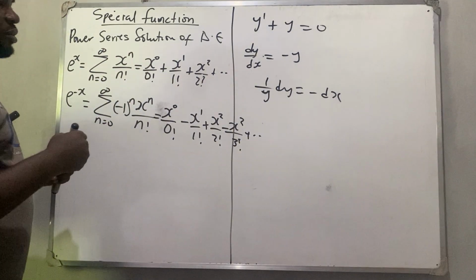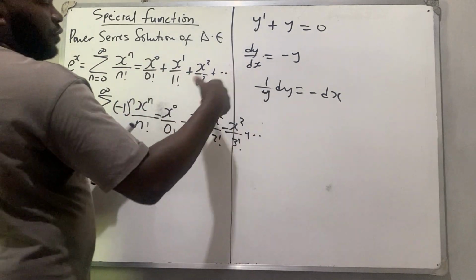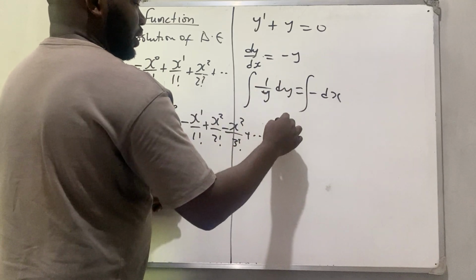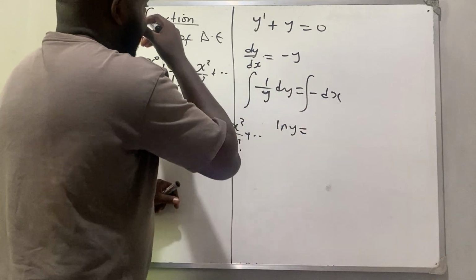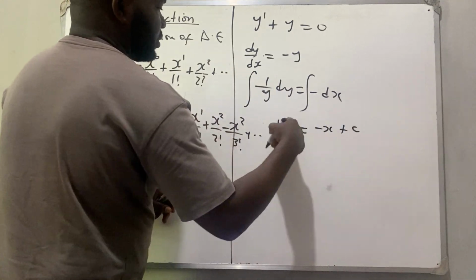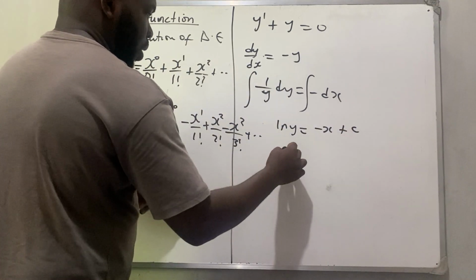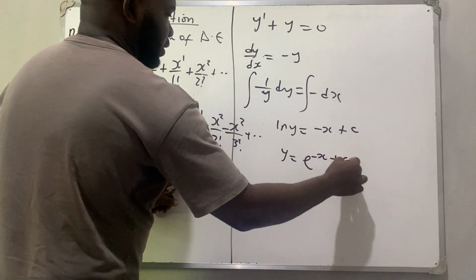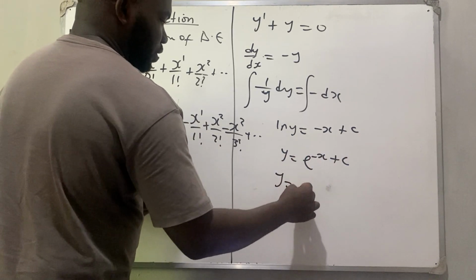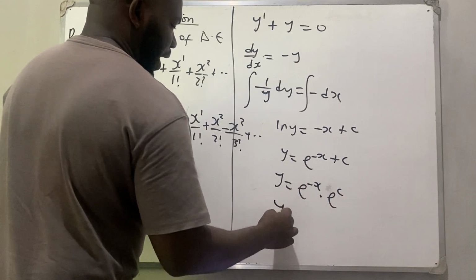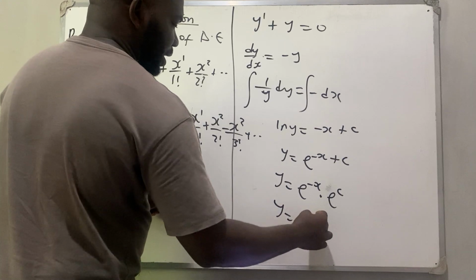Okay, if I separate them and integrate both sides, I'm going to have that this is ln y is equal to negative x plus a constant. So y will now be exponential of negative x plus c, which will give us that y is equal to exponential minus x multiplied by exponential c. So y is equal to a exponential minus x.